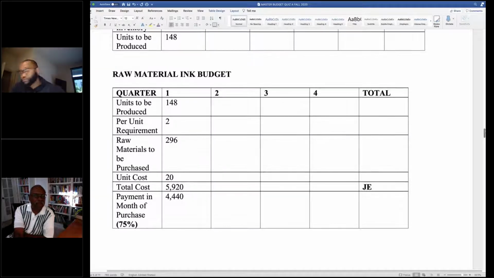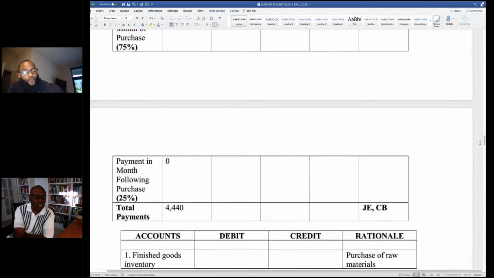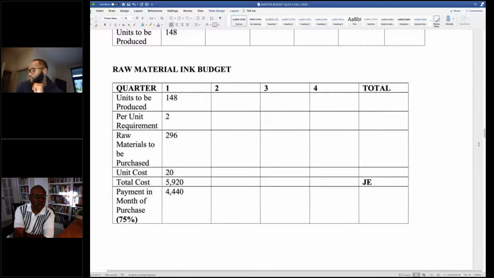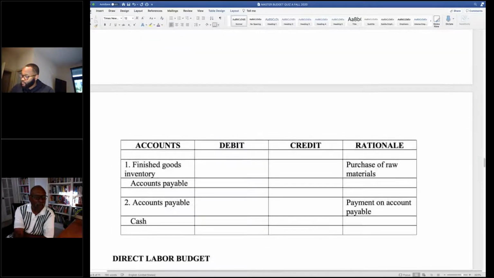Rubinsky, you ready for labor? Yeah, I'm ready. So you're gonna take that same 148 and put that on your top line for labor.